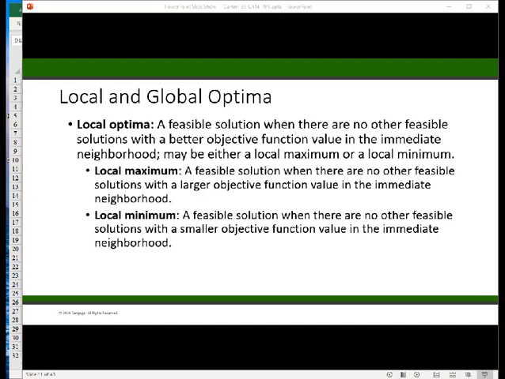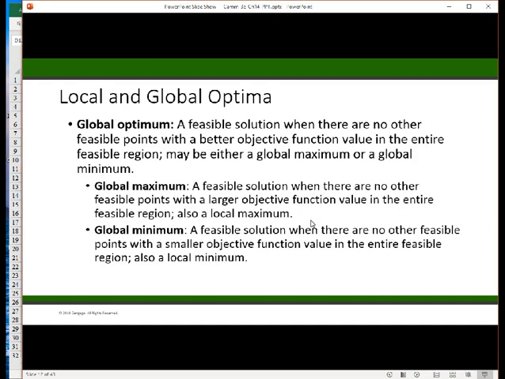And so we need to come up with ways where we can look for a global optimum. That's a feasible solution where there are no other feasible points in the entire feasible region. So again, depending on what we're doing with our optimization, we can be getting the overall maximum or the overall minimum. Overall minimum, no value in this feasible region produces a smaller value for our objective function. And global maximum is where no other set of values in our feasible region produces a higher or greater objective function value.